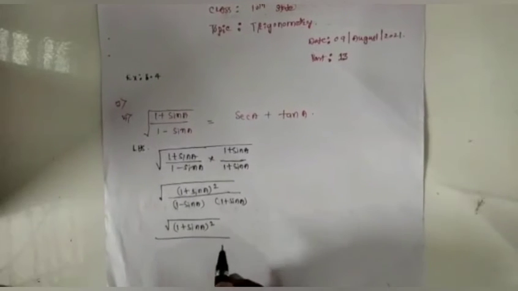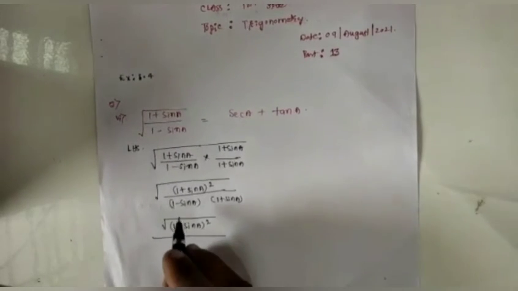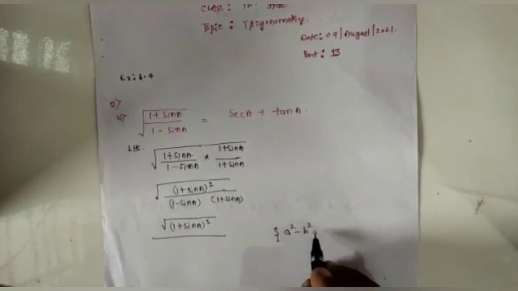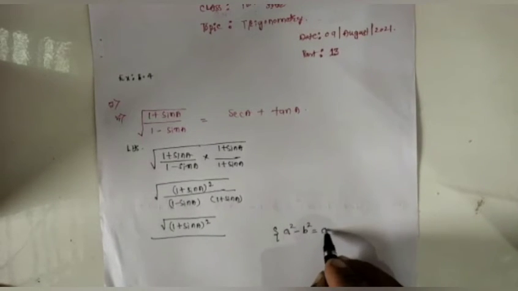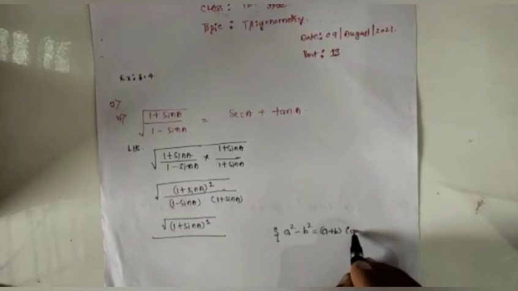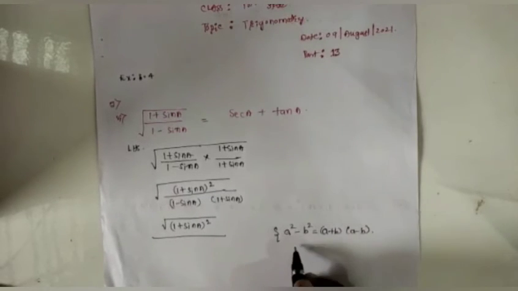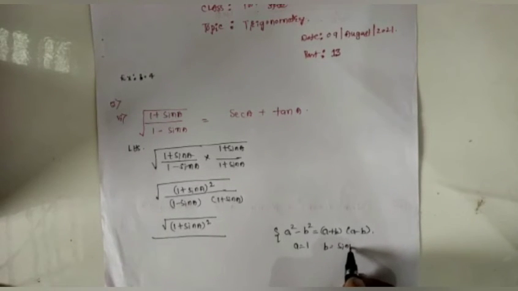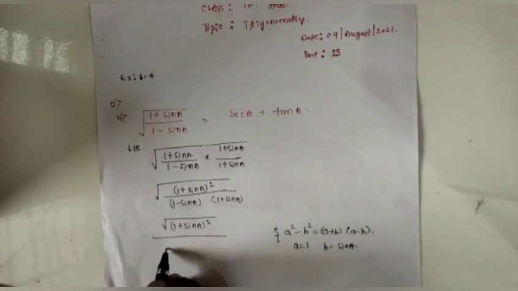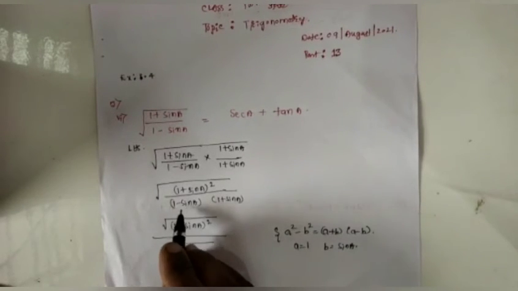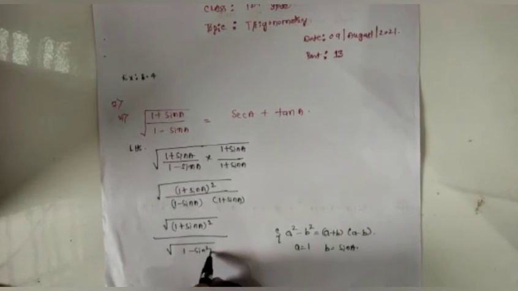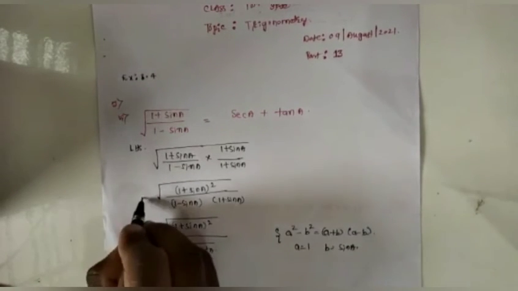The square root of (1 plus sine a) whole square divided by something in the form of a square minus b square. The factors of a square minus b square are a plus b into a minus b. Here a is 1 and b is sine a, so 1 plus sine a into 1 minus sine a is 1 minus sine square a.